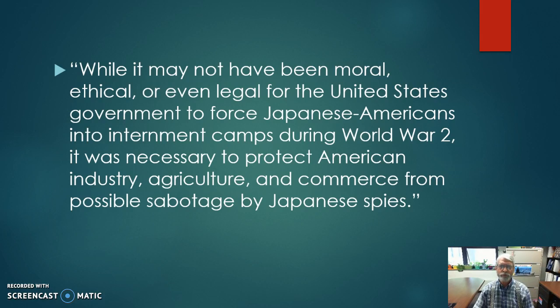Note that a portion of the research question was incorporated into the thesis. In addition, the counter-argument that the internment may have been immoral, unethical, or illegal is acknowledged and set up to be discussed later. Finally, the statement leaves no doubt as to where the author stands on this issue. The author believes the internment of Japanese Americans was justified to protect the home front, and will prove this point in the body of the paper.